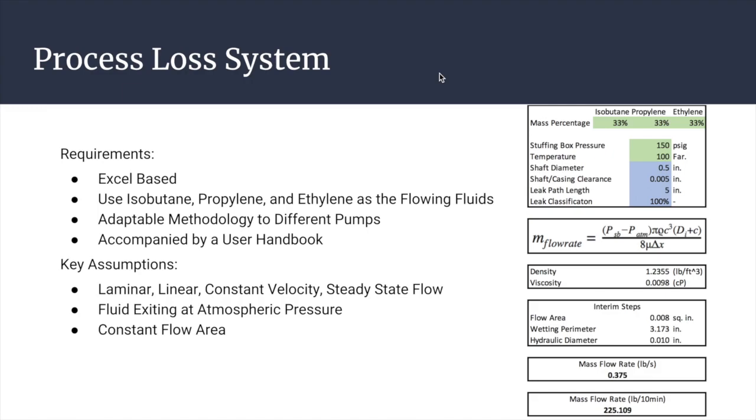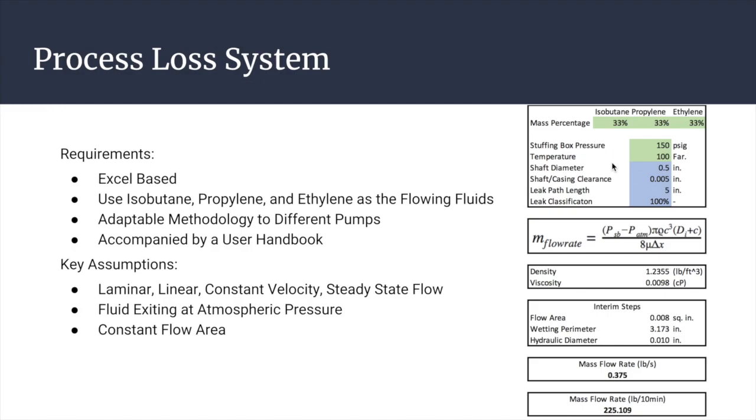The third deliverable is an Excel-based process loss system that quantifies the amount of fluid that escapes the pump via a faulty mechanical seal. The system models the behavior of a fluid mixture containing isobutane, propylene, and/or ethylene at a range of temperatures and pressures. This is the general process loss calculator setup.